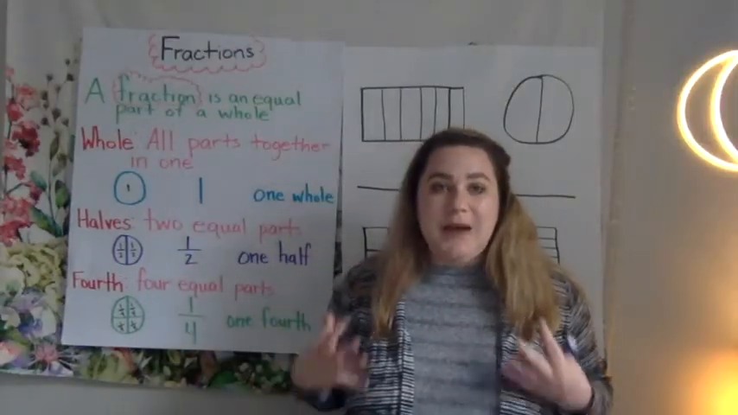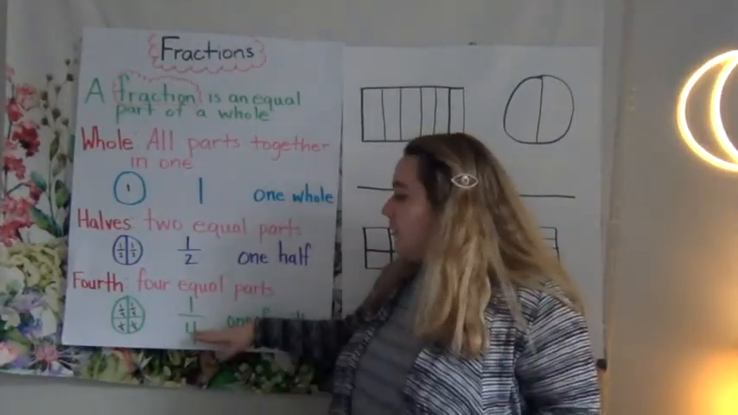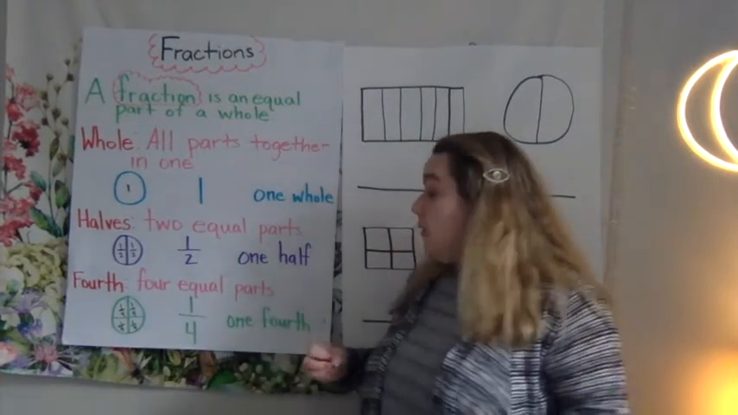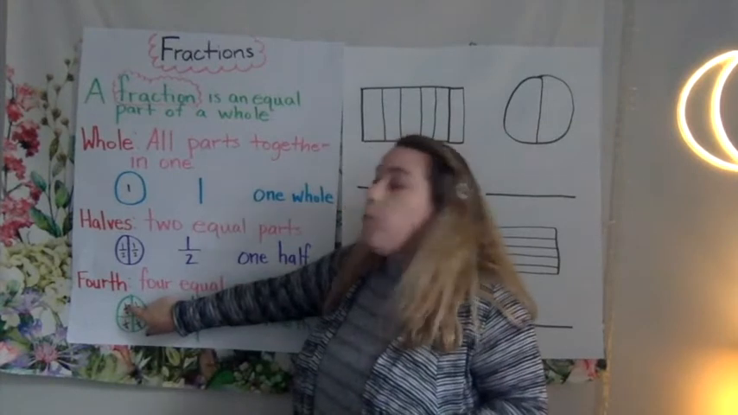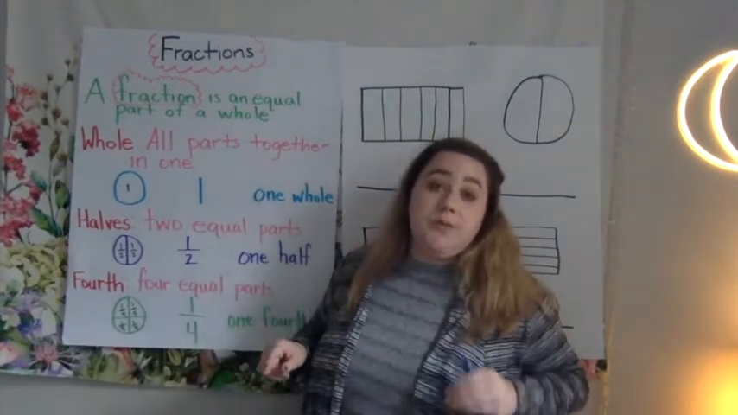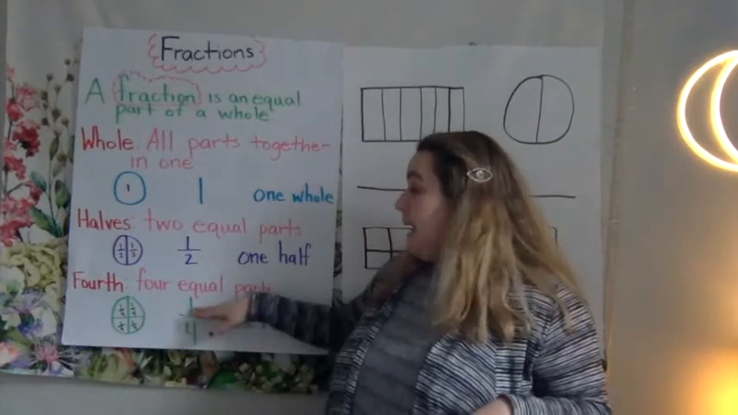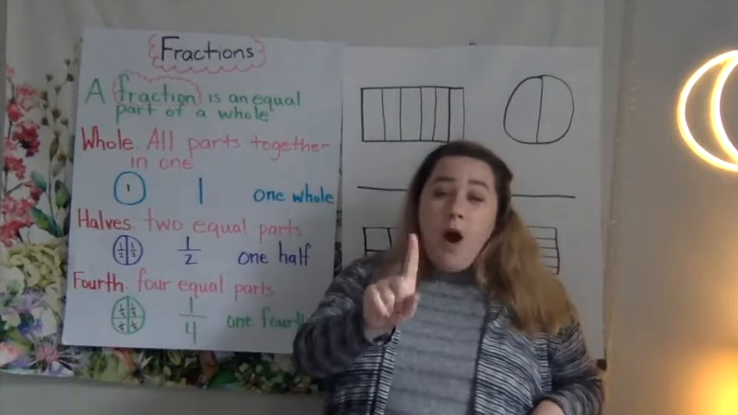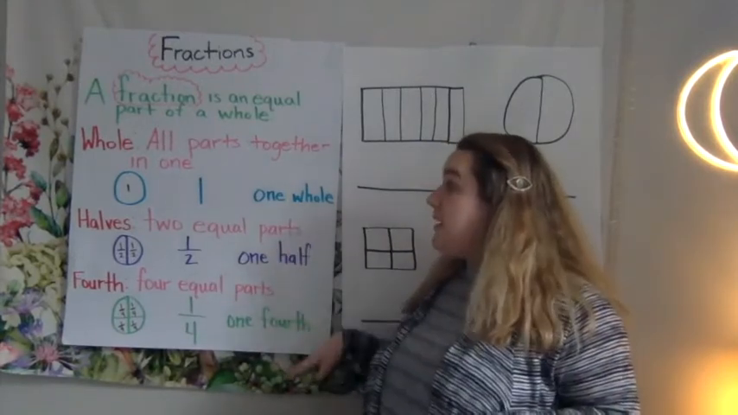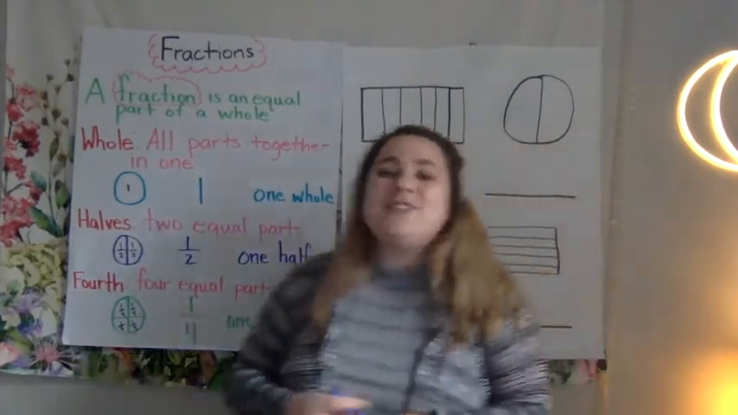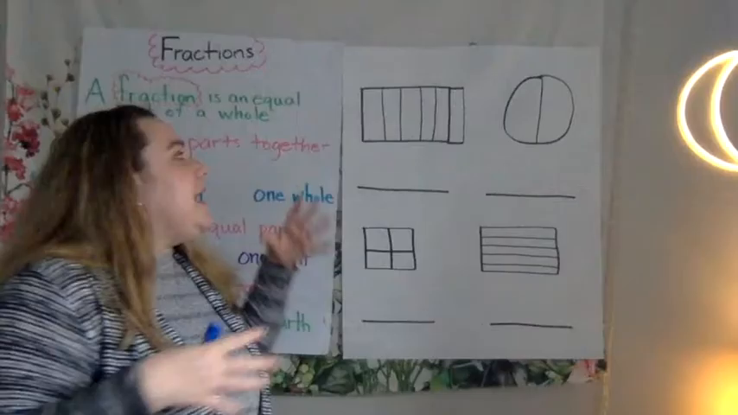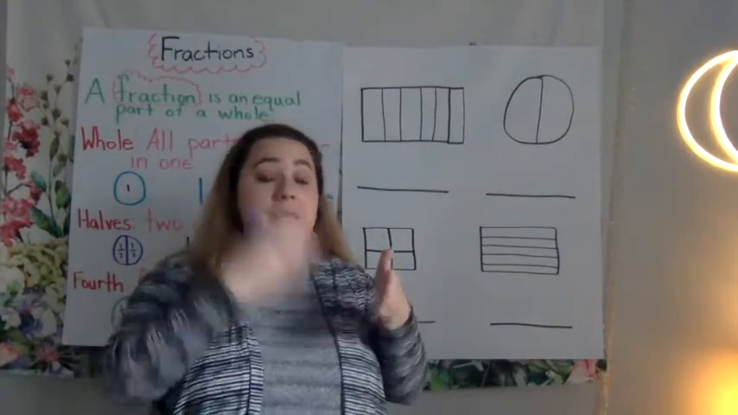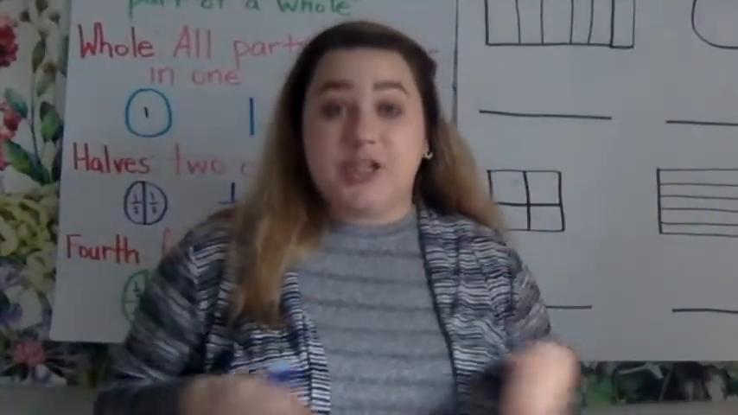However many parts my shape is cut into is the number that goes on the bottom. For today, we're going to just focus on what one of those parts would be. We'll talk about what that top number can start looking like tomorrow. But for today, we're looking at what one part of a fraction would be, one part of a whole would be. So let's take a look. It'll always be changing. It just depends on the number of equal parts there are inside your shape.